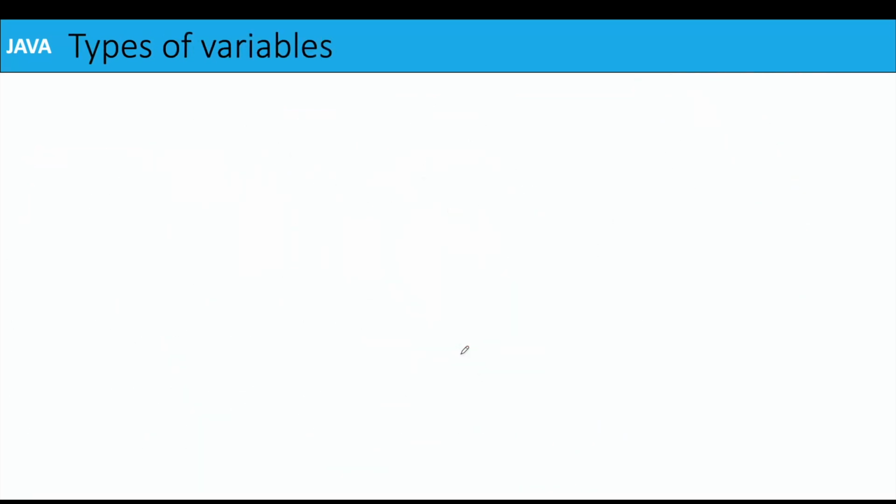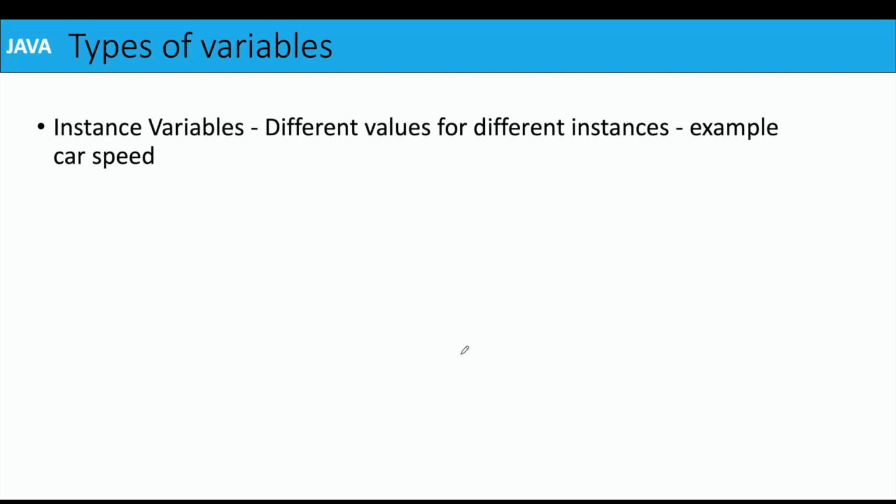Now let us see what the different types of variables are. Generally there are three types of variables. The first one is the instance variable. As I told you, Java is object oriented programming. Everything is done in the form of a class here.